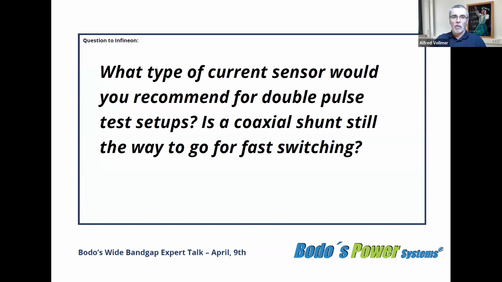Okay, so we are hopping, as you saw already. My next question goes most likely first to Johannes. It came from the chat. What type of current sensor would you recommend for double pulse test setups? Is a coaxial shunt still the way to go for fast switching? So yeah, I have to admit I'm not the right person to answer the question. But if Alejandro is still here, maybe he's the right person. I would refer to him. Alejandro, do you have an opinion on that one?